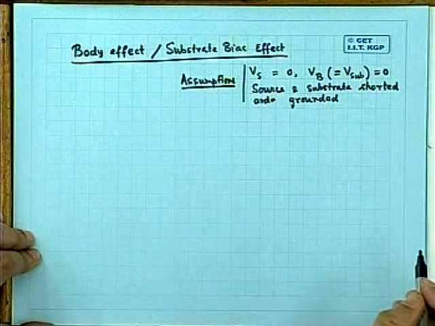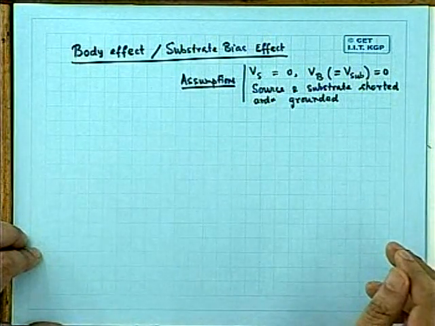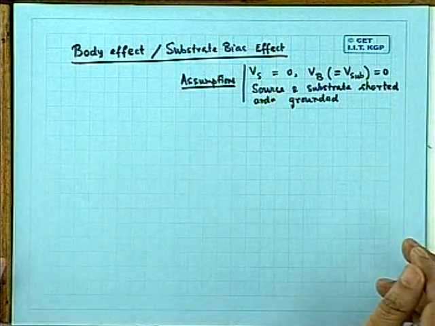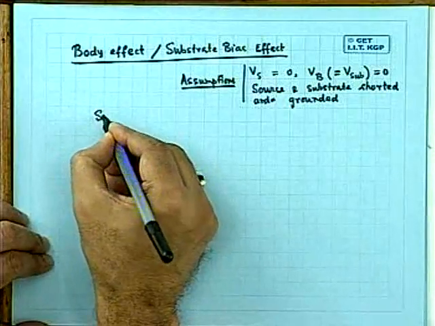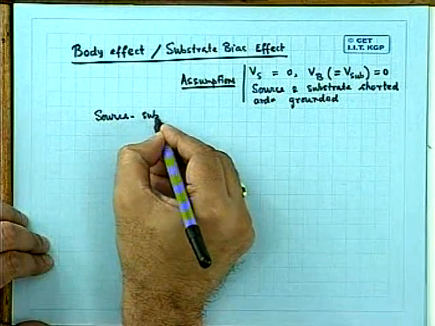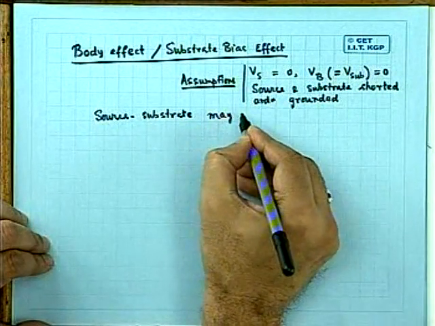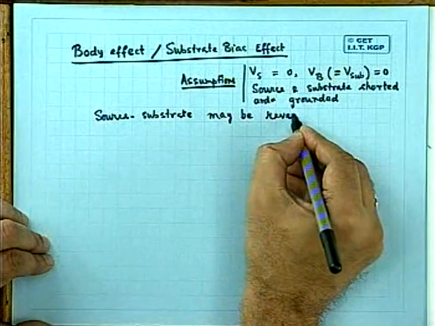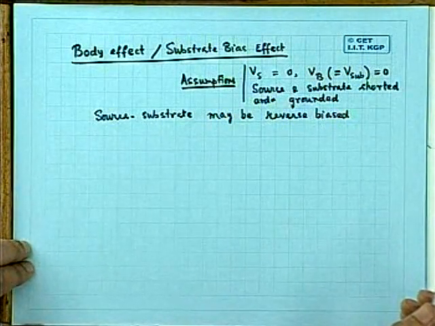Now, normally the substrate-source junction should not be forward biased. If I forward bias the junction, it is unnecessary because you are not really gaining anything. By forward biasing the substrate-source junction, you are unnecessarily wasting power and there will be no gain anywhere in the transistor operation. So the substrate bias is never forward, but the source-substrate junction may be reverse biased. Never forward bias. This is very important.